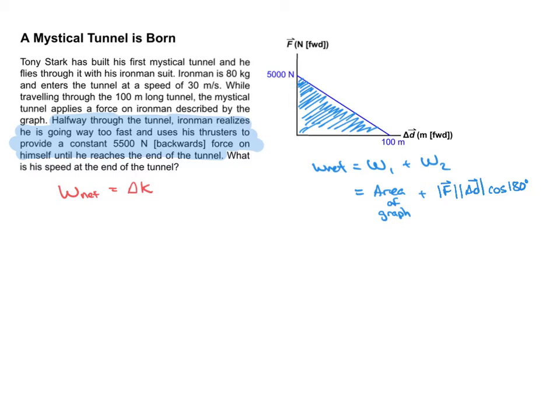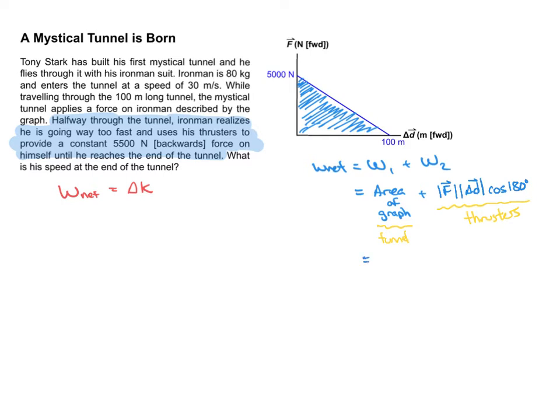Just going to label it so it's clear. I'll underline with the yellow. This work is done by the thrusters, whereas the area of the graph, that's the work done by the tunnel, the mystical tunnel. All right, so let's continue on there.